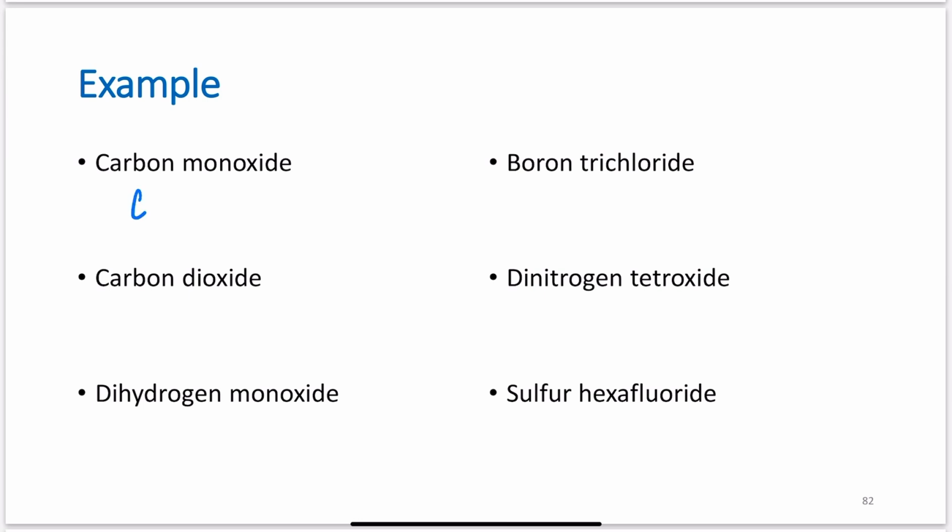Carbon is just a C. It doesn't have a prefix to it, so that means I just have one of them. The ide is just the ending for the second element. So I look before that and I see ox. I know ox means oxygen. And then mon means one. So I just have one of them. So the formula is just CO. Carbon dioxide, carbon, just a C. Again, ide is just the ending. Ox tells me I have oxygen. And di tells me I have two of them.